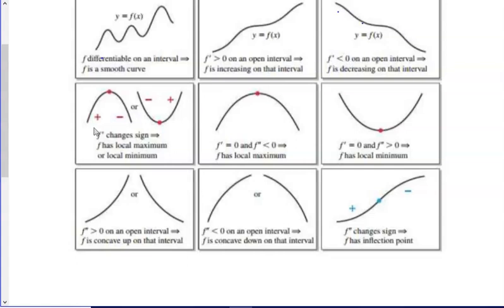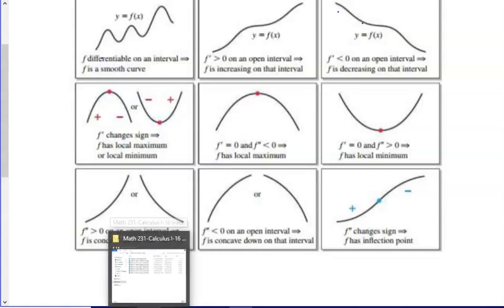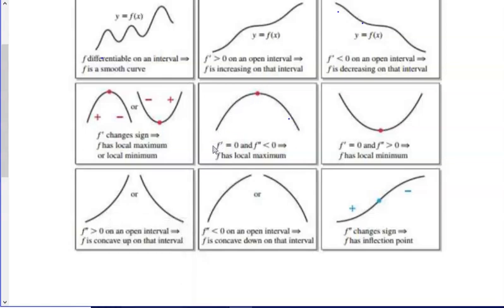What happens if I change signs from the first derivative being increasing then decreasing? That means I have a local max. Decreasing then increasing, I have a local min. Same way here, increasing, decreasing, first derivative equals 0, and our second derivative is less than 0. That's the second derivative test. First derivative equals 0, and second derivative is positive, means I have concave up, means I have a local min. So these are kind of the second derivative test.